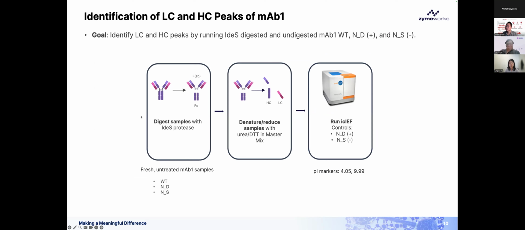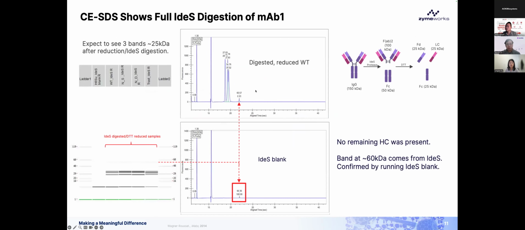Here is our experimental setting. Fresh mAb1 samples were used, including the wild type, N2D positive control, and N2S negative control. Samples were run in both digested and undigested conditions. First, we used CE-SDS under reducing conditions to confirm that the IdeS digestion went to completion.